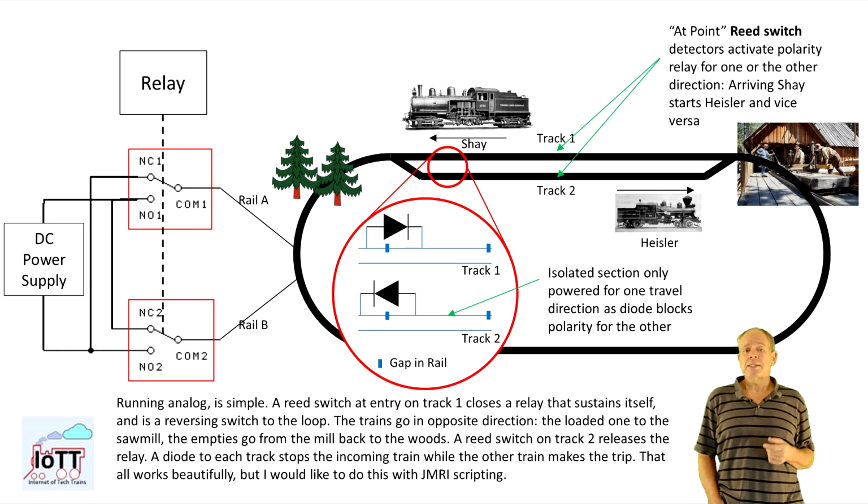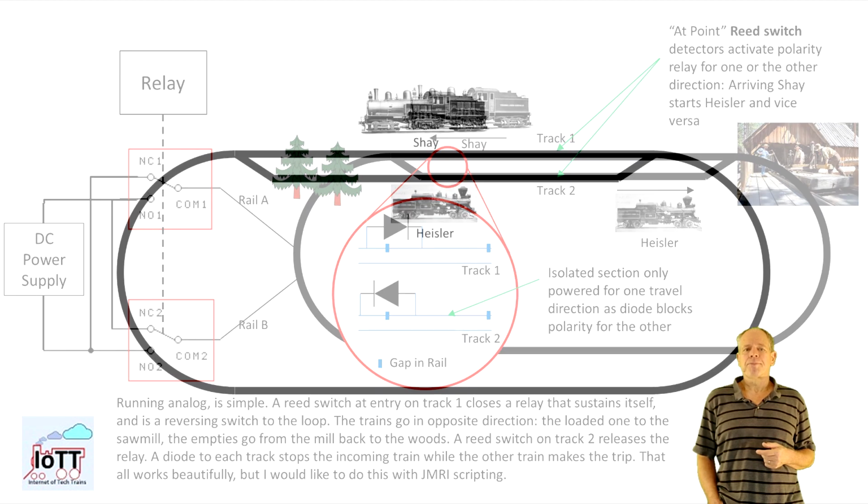Running analog is simple. A reed switch at entry on track 1 closes a relay that sustains itself and is a reversing switch to the loop. The trains go in opposite direction. The loaded one to the sawmill, the empties go from the mill back to the woods. A reed switch on track 2 releases the relay. A diode to each track stops the incoming train while the other train makes the trip. That all works beautifully, but I would like to do this with JMRI scripting.